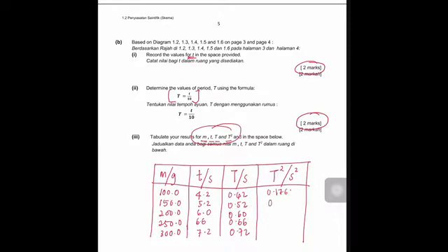0.1764, 0.2704, 0.36. Don't stop at 36. You must make sure it has the same decimal places as the rest of the data. 0.4356, 0.5184. For this one, we don't give marks over here, no mark.